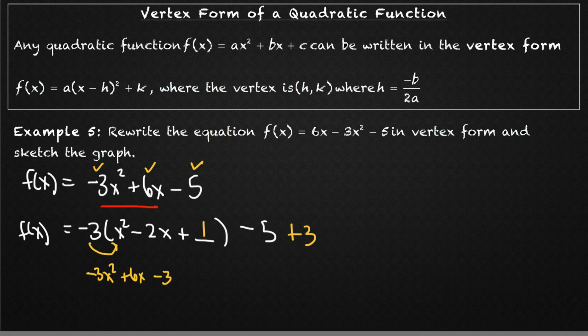All right, so let's see what we have here. Now we're able to factor x squared minus 2x plus 1 into x minus 1 squared. All right, so it's x minus 1 times x minus 1. And you have a negative 3. And negative 5 and 3 is negative 2. So this is my f of x. Let me write that here. This is f of x.